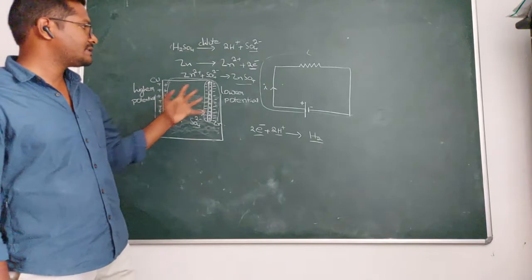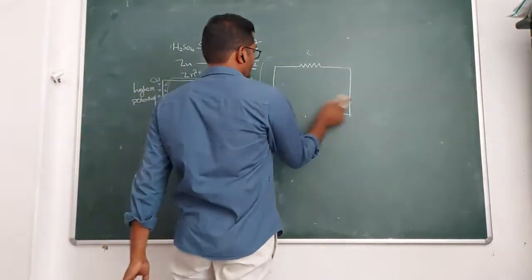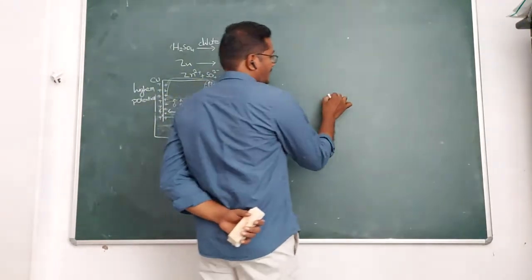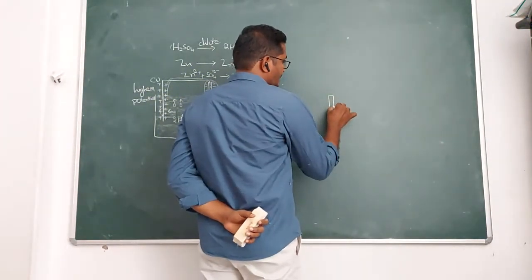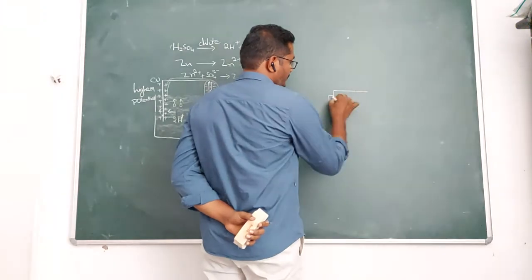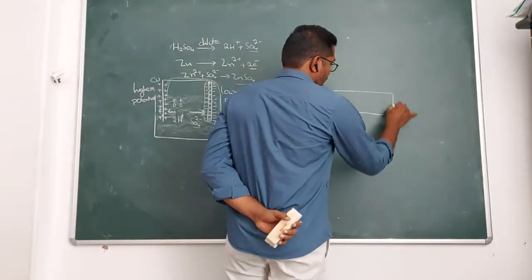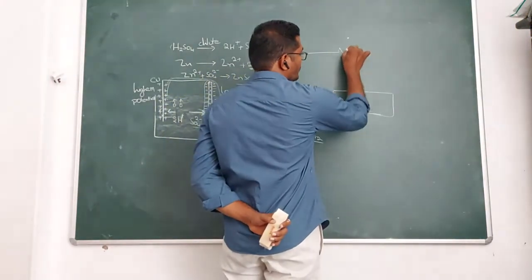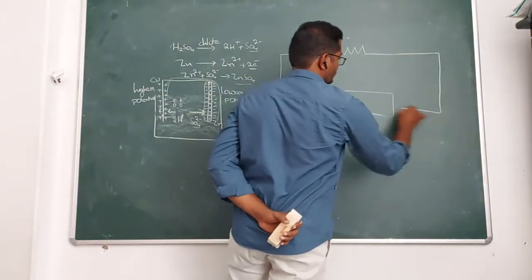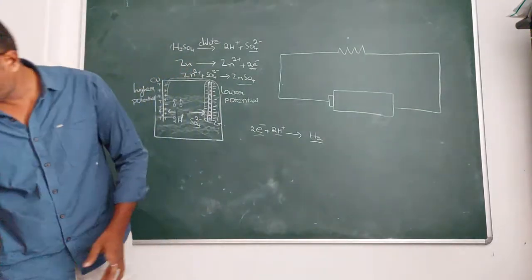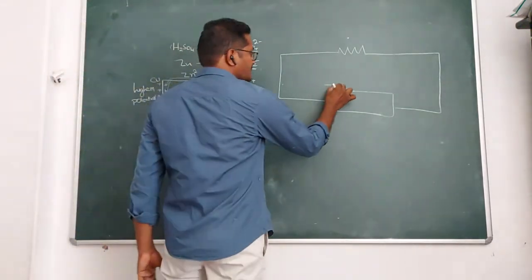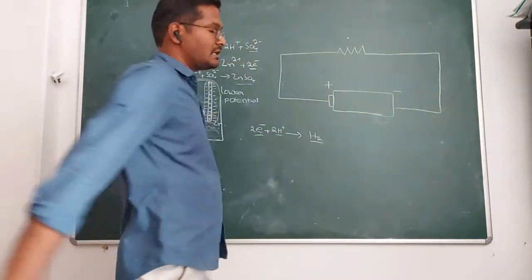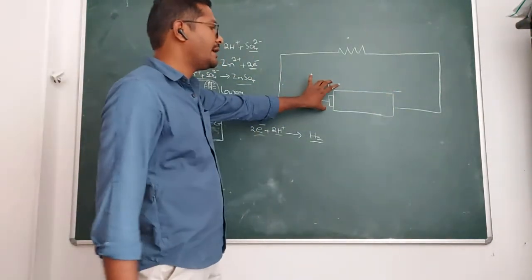Okay, so this is the construction of the cell. If you understand this one, now I will explain this for a metallic conductor. If you have a metallic conductor connected to a cell, this is a cell, and this is said to be the higher potential, and this is said to be the lower potential.